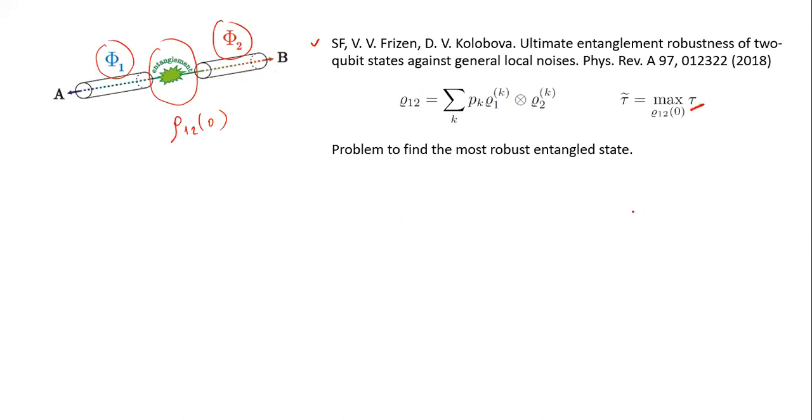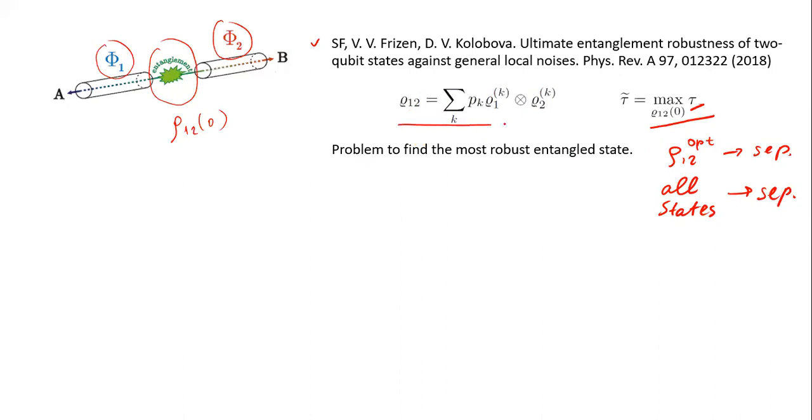So if we introduce disentanglement time tau, then the problem is to find the optimal state rho 1,2, which corresponds to the maximum entanglement lifetime. And if this state rho optimal becomes separable, then all other states become separable.